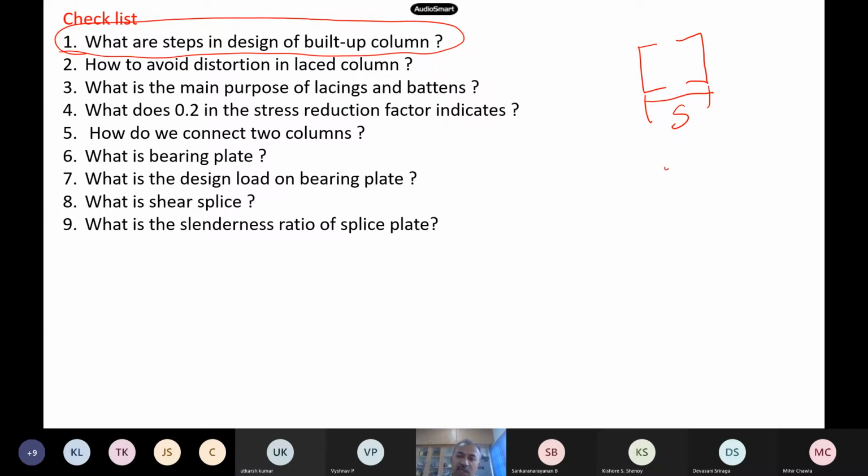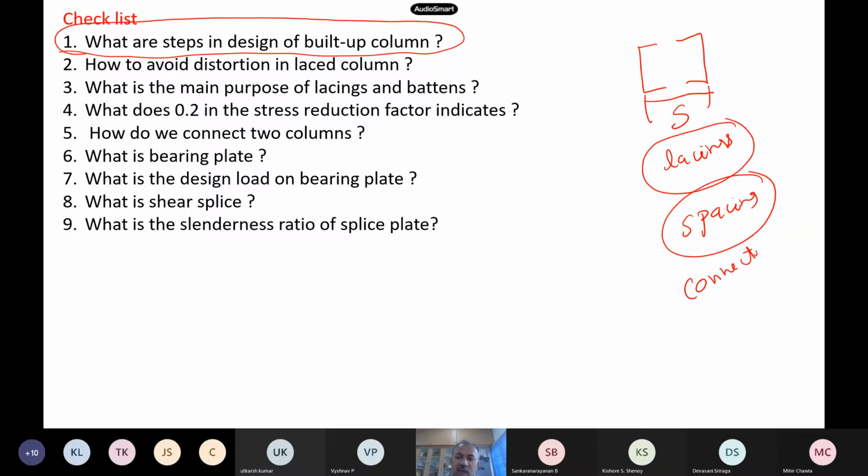Then you have to design the individual members, that is the lacings or battens, say the thickness of the lacing, and then the length and the spacing between the lacings or the battens. So this has to be decided such that there will not be local buckling or something like that. Then the connections, bolts or welding, that also has to be designed. So these are the basic steps in our built-up column.